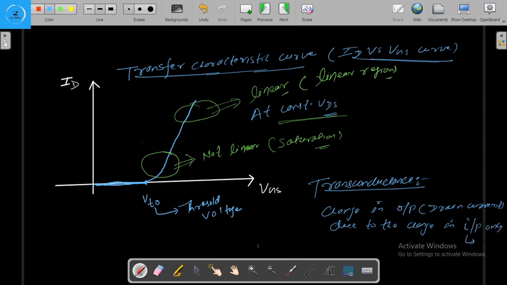What is the input here? VGS. So the transconductance is an important parameter, and it's defined as the change in the output, and the output here is drain current, due to the change in the input only. We are changing only the input and observing how the output responds to the change in the input.